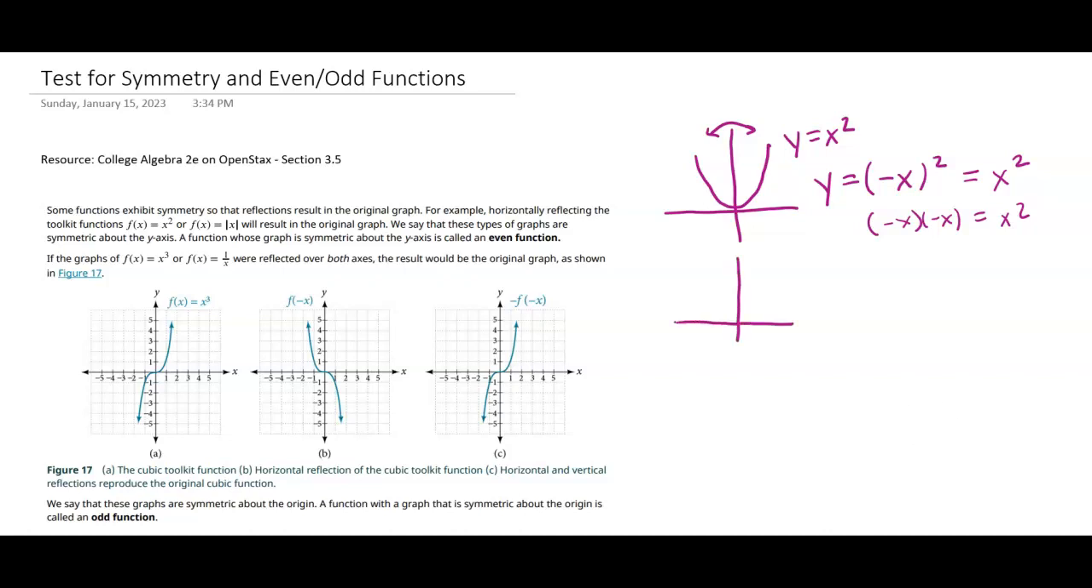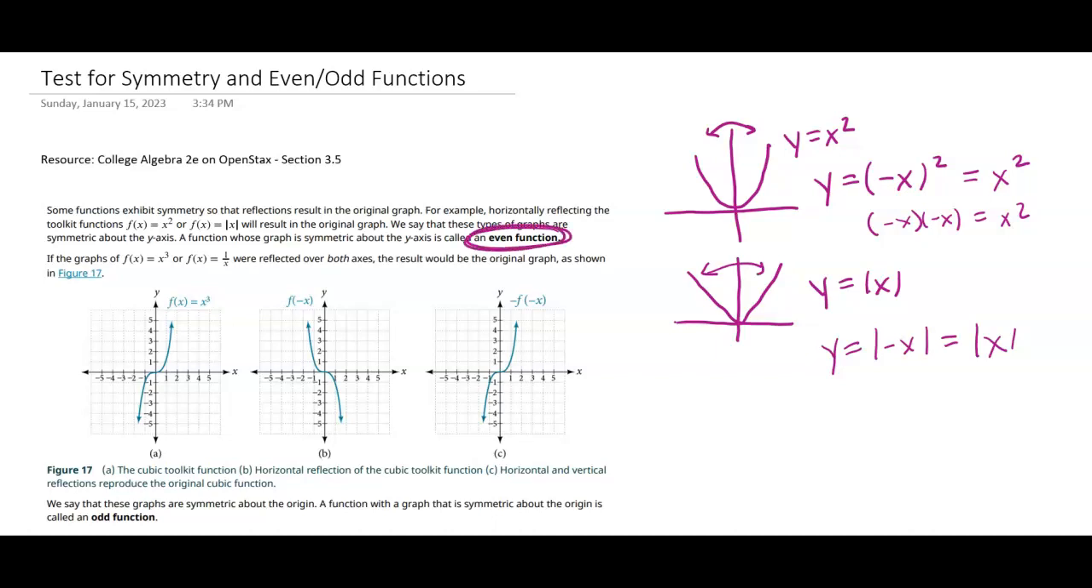Same is true for the absolute value function. If I plug negative x into that function, it doesn't matter. It just does the same thing. And again, you can see that if you flex it. So we call those even functions.